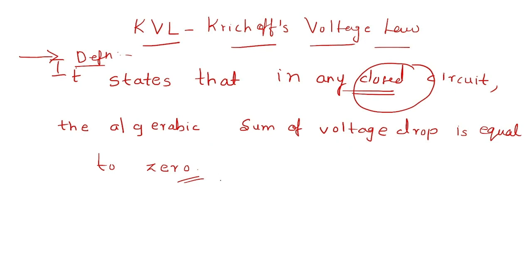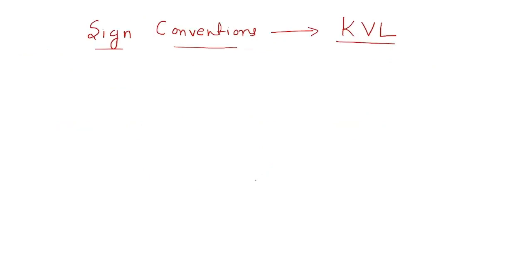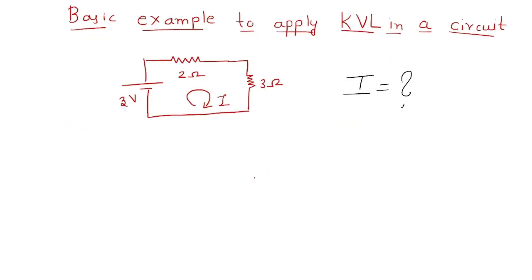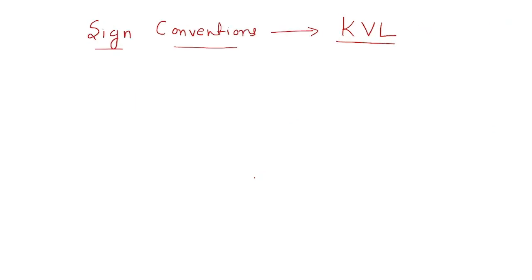So when I have a closed circuit, whatever the voltage drop across all the elements, the sum is going to be equal to 0. Now let's try to understand the rules of it in a simple manner, and then we'll try to solve a simple example on it so that you get a basic understanding of it.